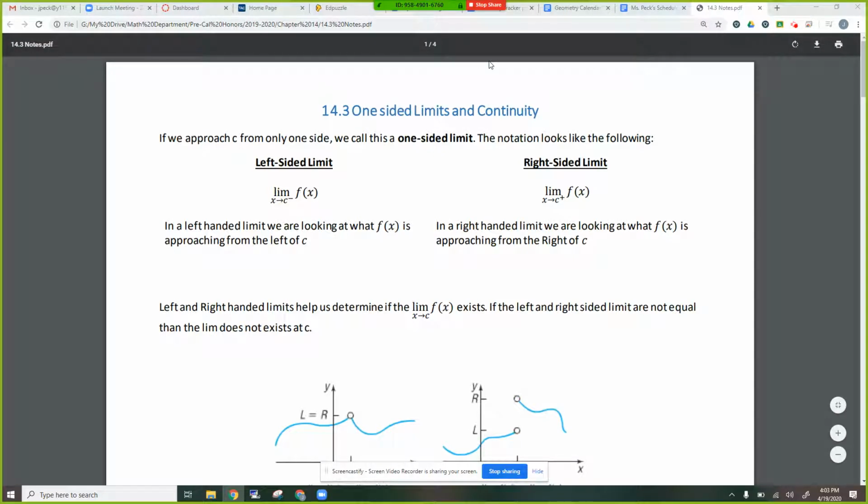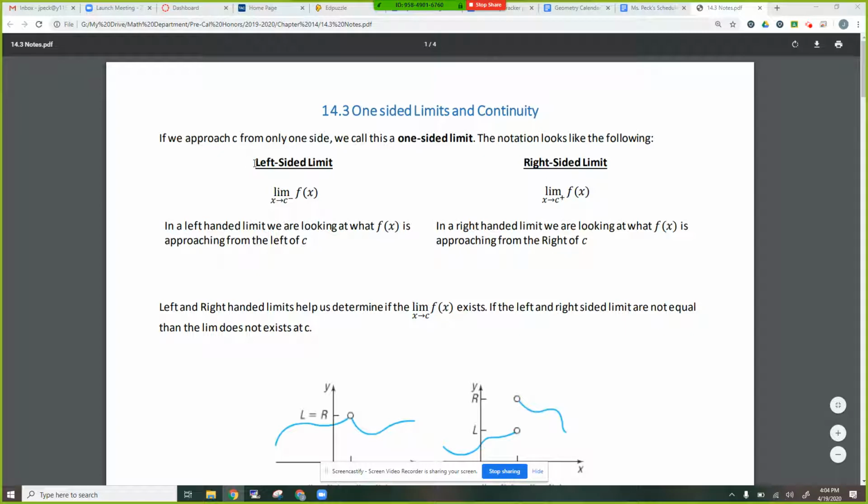All right, class, today we're going to go over 14.3, which is one-sided limits and continuity. Before we get into continuity, we're going to look at one-sided limits. A one-sided limit is talking about what the limit is from either the left side or the right side. So far, all of the limits that we've looked at are limits of both sides combined, right? Now we're just going to be looking at one side.